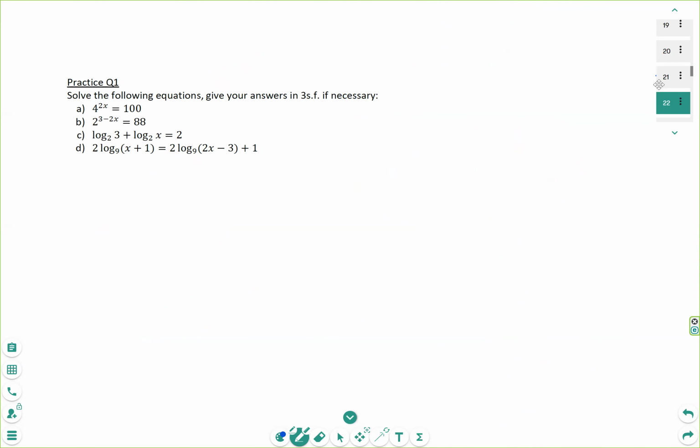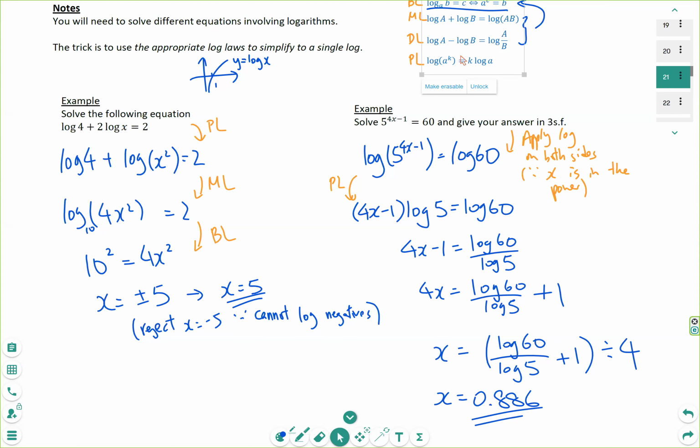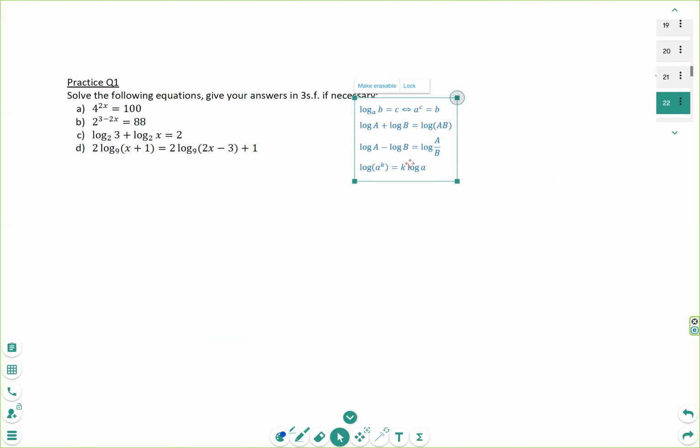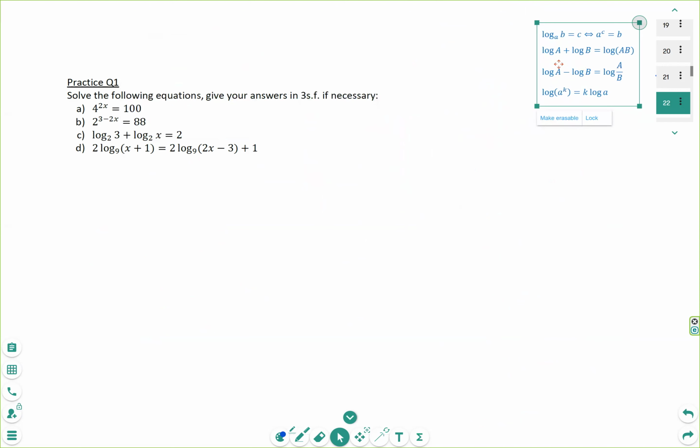Let me actually copy and paste the log laws for you, just in case you need them. So pause the video, have a go at the question. When you're ready for the answer, you can press play.